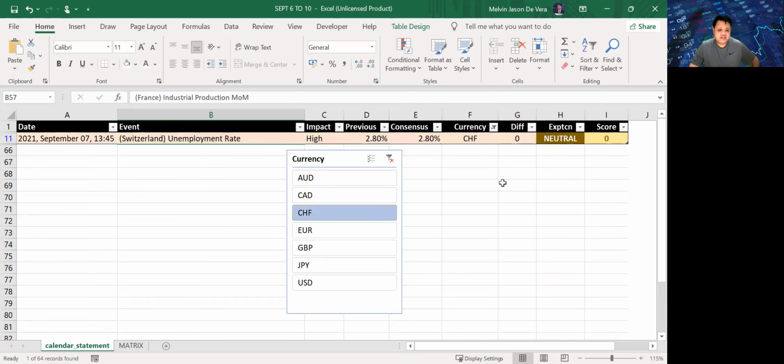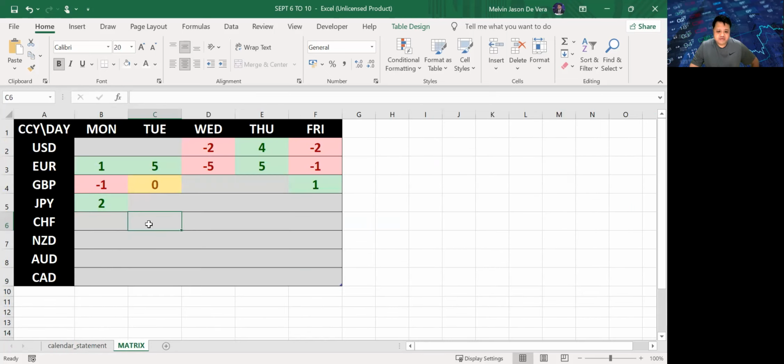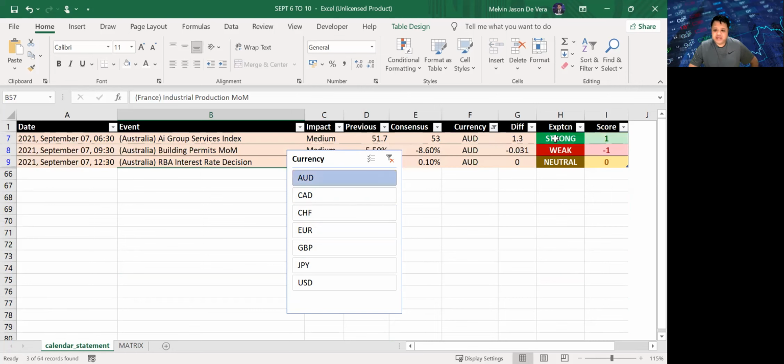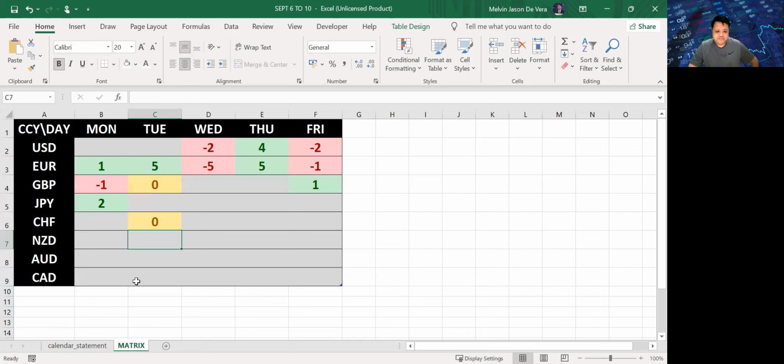We have a neutral unemployment rate, no change. September 7. The 0 there. And then we will have NZD, none, all right. AUD, September 7, offset, no? Building permits, group services, RBA interest rate decision, watch out. All right. So 0 ito. September 7.